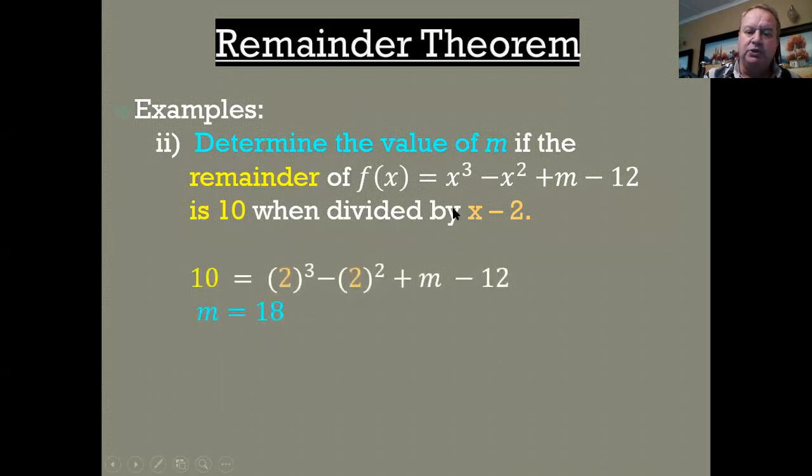So 10 is equal to 2 cubed minus 2 squared plus 2m minus 12. Now this is 8 minus 4 is 4, minus 12 is -8. Take -8 across, becomes plus 8, plus 10 is 18, so m is equal to 18.